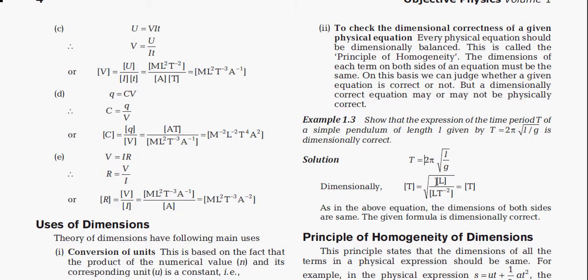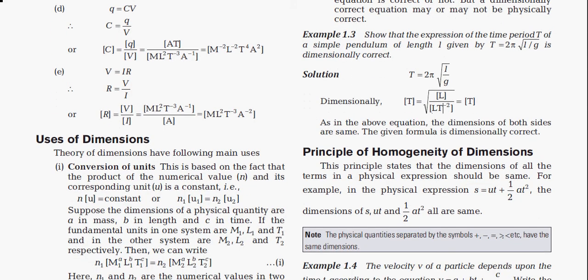Length will have the dimension capital L, and g is the acceleration due to gravity. As we know, the dimension of acceleration is L T raised to power minus 2, which is meter per second square. So this L and L will get cancelled. T raised to power minus 2 will become T raised to power 2, and the square root of T raised to power 2 will give you T. In the given equation, we find LHS is equal to RHS. Hence, we can state that this equation is dimensionally correct. So these were the uses of dimension.